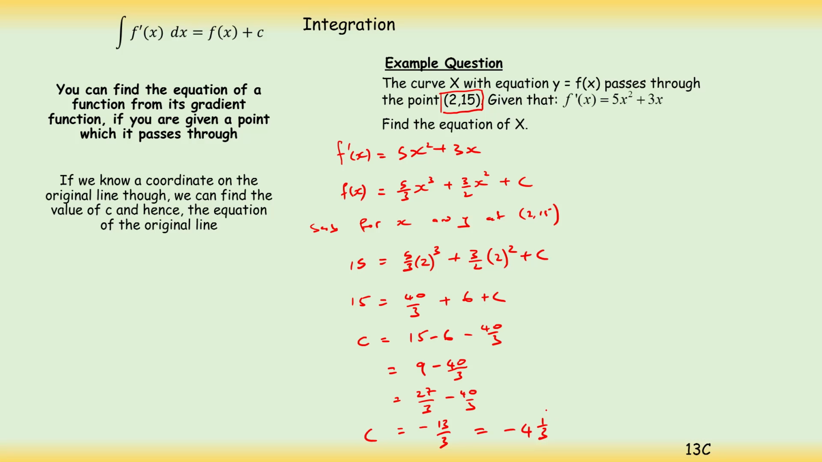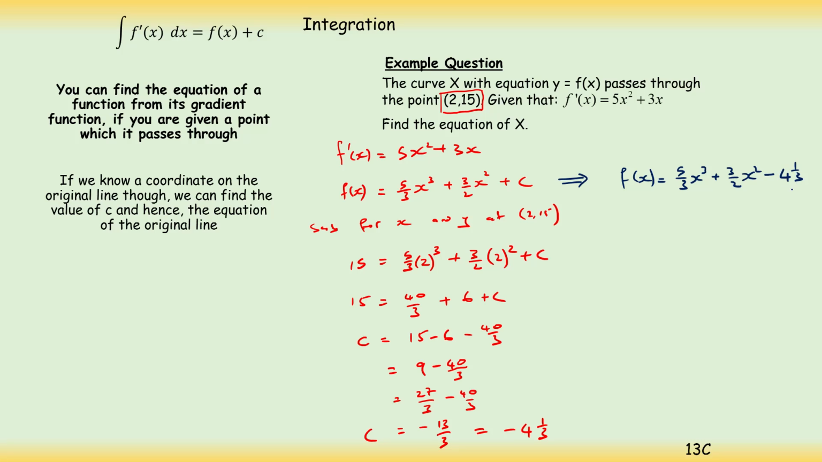Okay. And so our original equation is given by, just change to a different color. Blue. So the original equation is given by this one. This implies that f of x is equal to 5 over 3 x cubed plus 3 over 2 x squared minus 4 and a third.